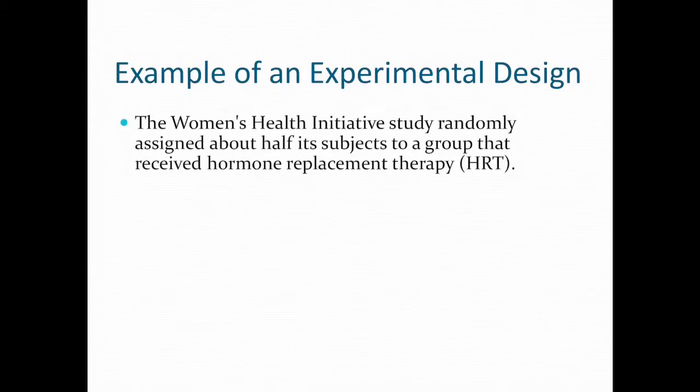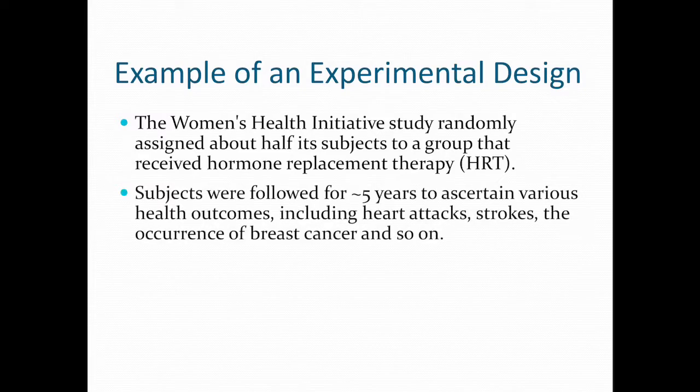To show you what this looks like in a little bit more detail here, here's an example of an experimental design. So here we have a Women's Health Initiative study randomly assigned about half its subjects to a group that received a hormone replacement therapy, right? So here HRT, hormone replacement therapy, is the explanatory variable, and then we're measuring to see what the response is after getting the HRT. So subjects were followed for 5 years to assess various health outcomes, including heart attacks, strokes, the occurrence of breast cancer, and so on.